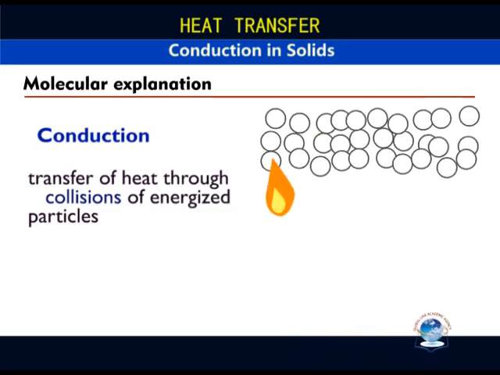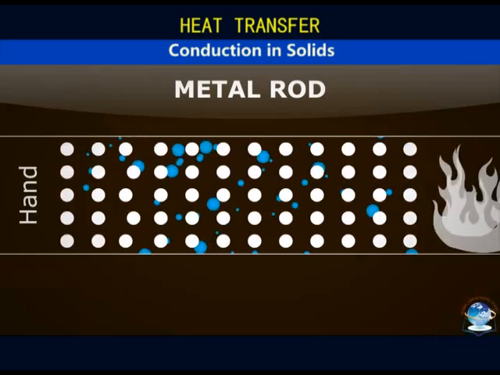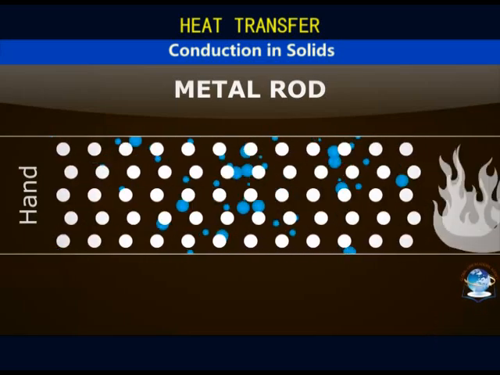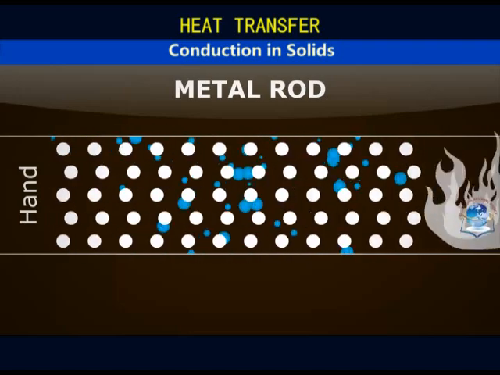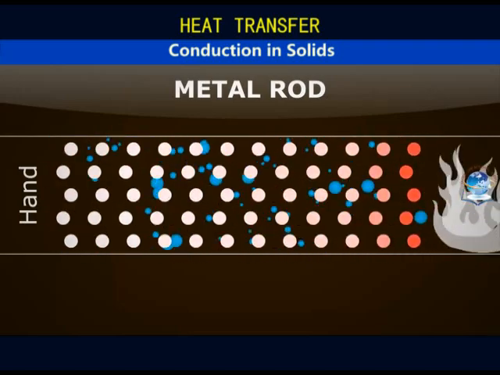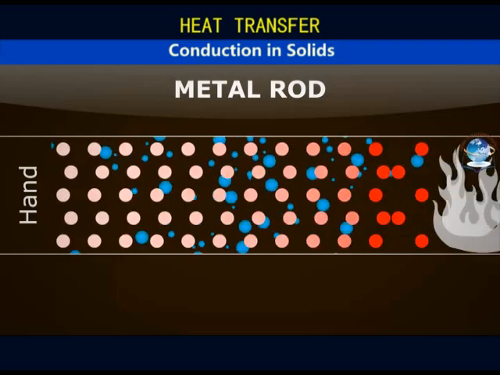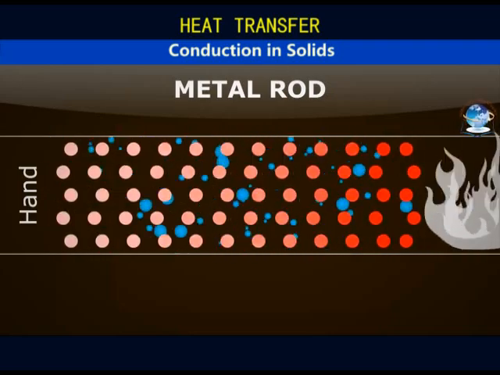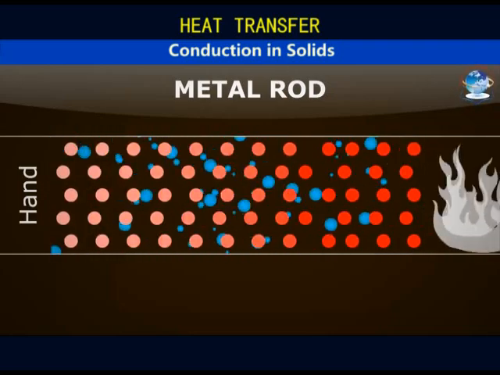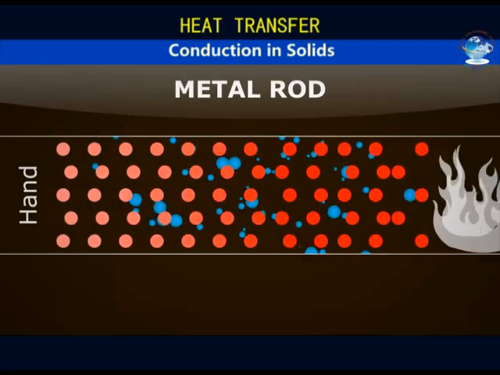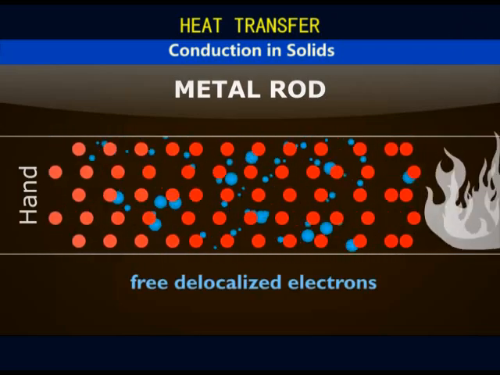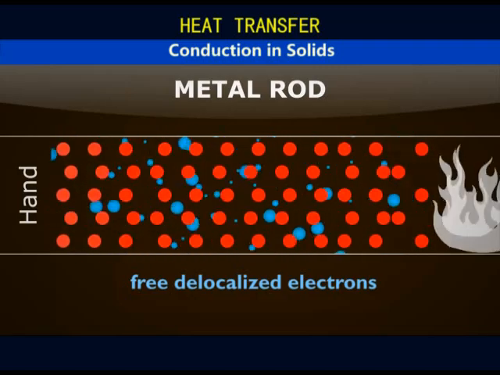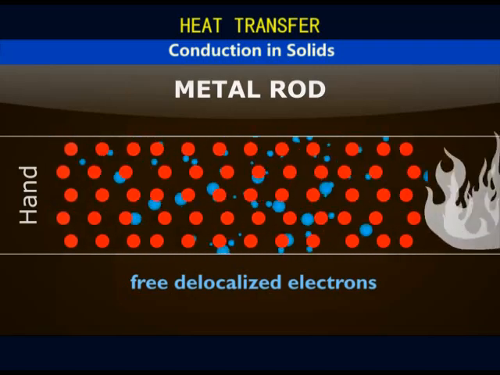Now let's look at metals and see why they are better conductors than glass. In metals, the same process is happening as in glass. The atoms near the fire gain heat, vibrate, and collide with those next to them. But there's something else happening in the metal. There are free electrons jetting around. We call them free delocalized electrons and are released from the metal atoms.